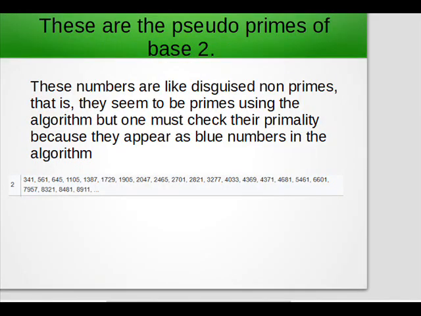These are the pseudo-primes of base 2. These numbers are like non-primes. That is, they seem to be primes using the algorithm, but one must check their primality because they appear as blue numbers in the algorithm. We have as pseudo-primes of base 2, for example, 341, 561, 645, and so on.